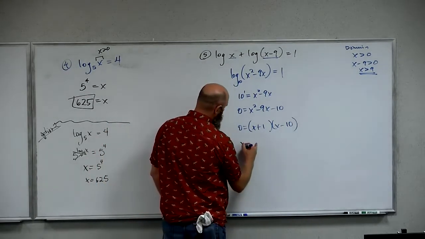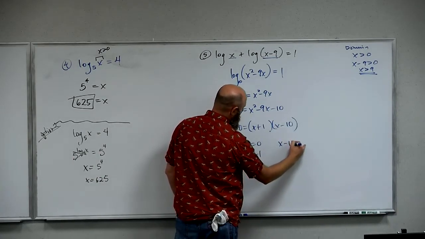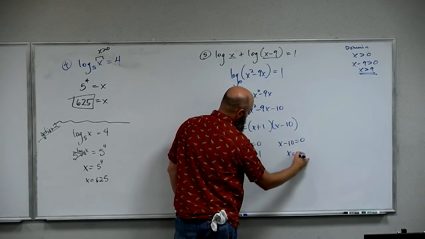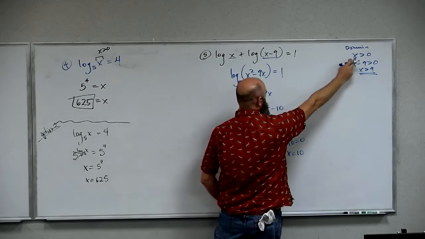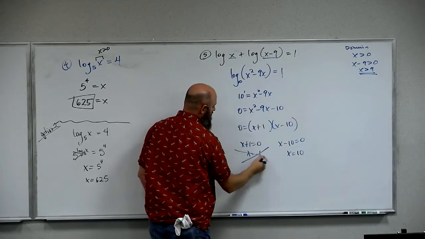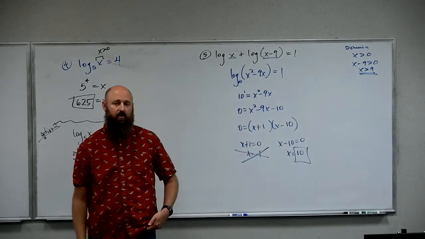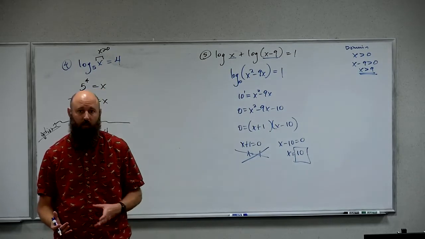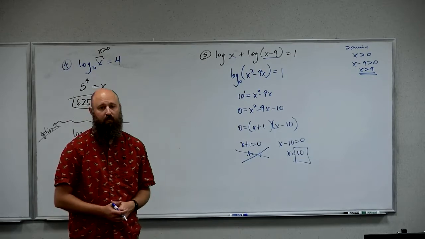And so that means x plus 1 equals 0, or x equals negative 1. X minus 10 equals 0, or x equals 10. But x equals negative 1 is not in my domain. It is less than both of those. This is not in my domain. And so 10 is my answer. So you have to tell me that domain, or you've got to plug it in and check and see that you can't do it for those.